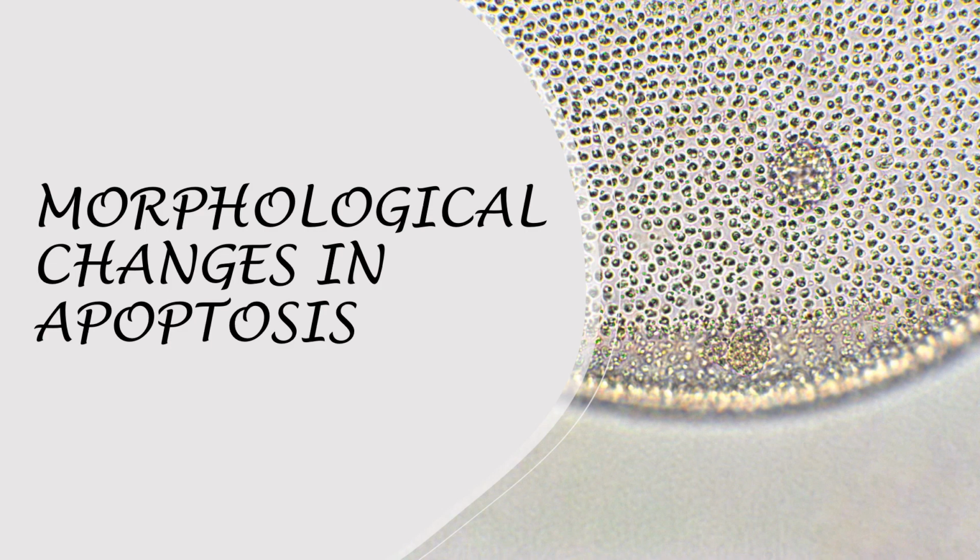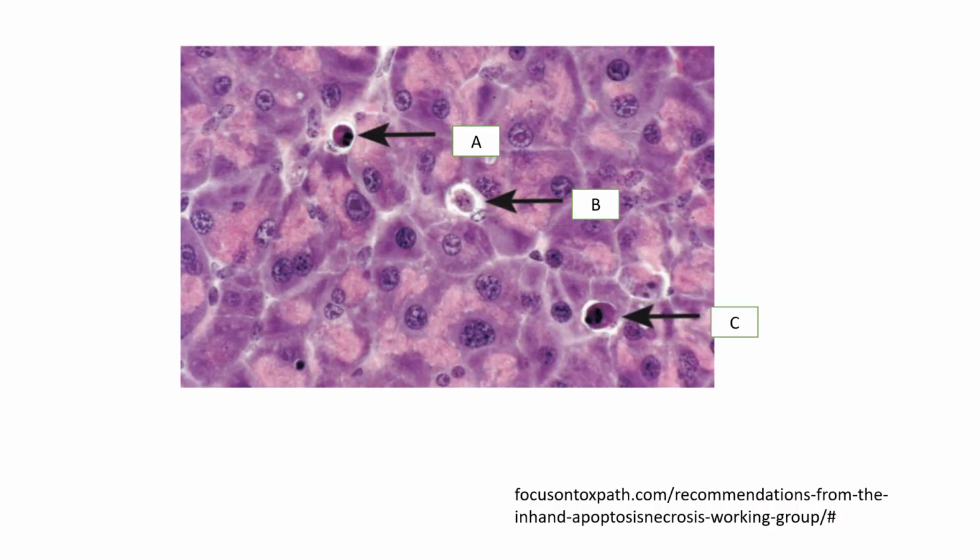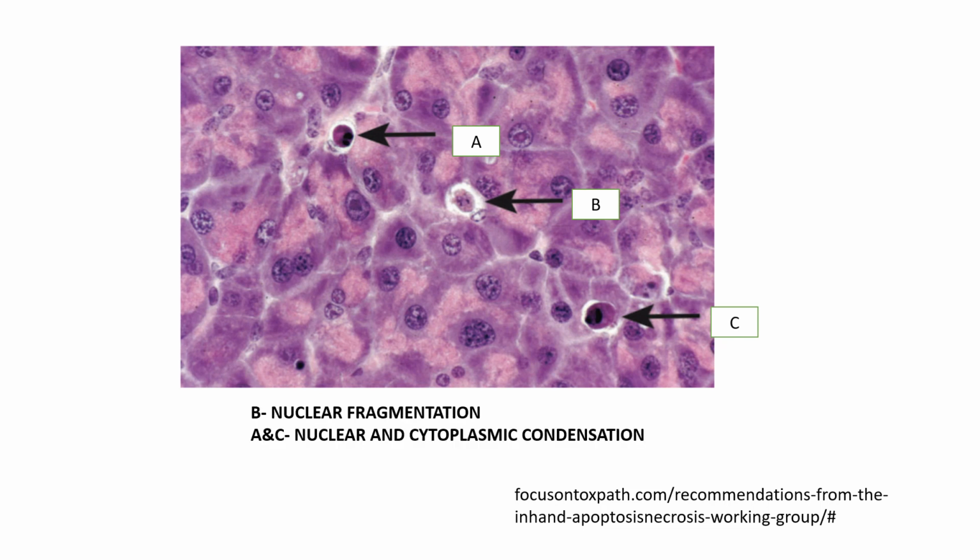Let us try to understand what the morphological changes in apoptosis are. This is a very informative light microscopy photo to show how a tissue undergoes apoptosis. There are three very important features that occur in apoptosis: nuclear condensation, cytoplasmic condensation, as well as nuclear fragmentation. We see here that in A and C, the nucleus and the cytoplasm appear very dense, very small, and very eosinophilic. So this shows nuclear and cytoplasmic condensation.